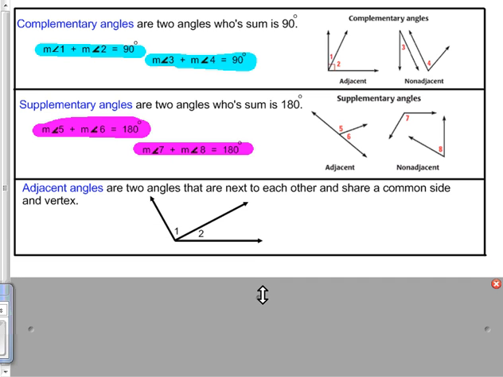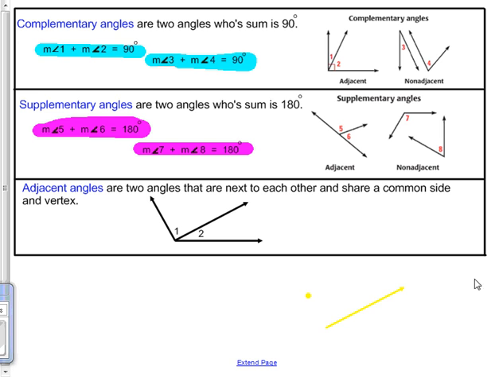We've already kind of mentioned adjacent angles in the 2 pictures above, but adjacent angles are 2 angles that are next to each other. They share a common side and a vertex. Here's an example here. If I look at the common side between angle 1 and angle 2, they share this yellow ray as their common side, and then they share the exact same vertex.